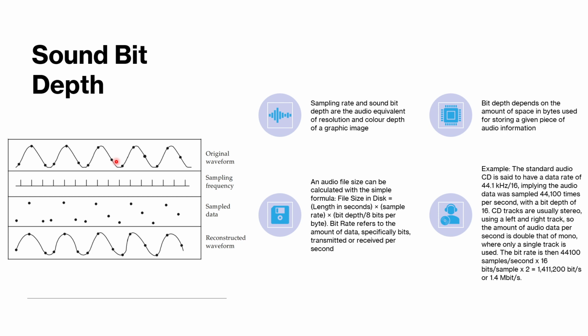Now, in sound, when we talk of sampling rates and sampling bit depth, that is equivalent to saying resolution in graphics or pictures. So the higher the resolution, the better the picture or the graphic. In the same vein, we can also say the higher the sampling rate and the sound bit depth, the better the quality of the sound that is being produced. So bit depth depends on the amount of space in bytes which is used for storing a given piece of audio information.